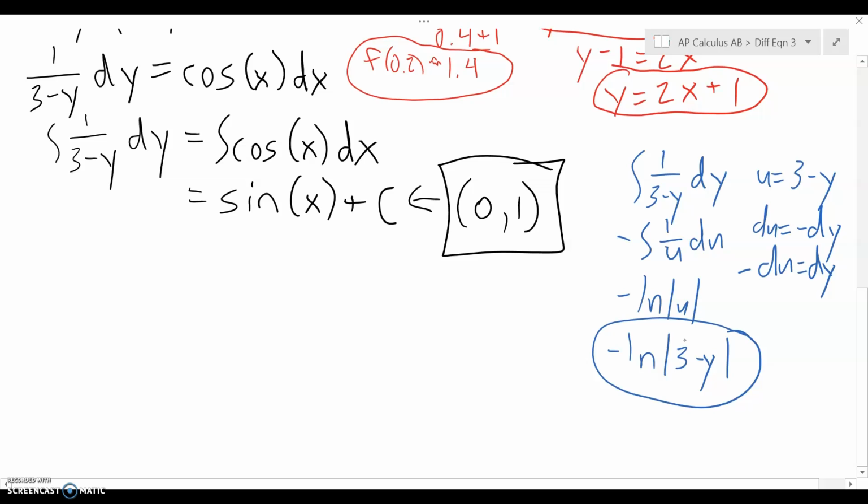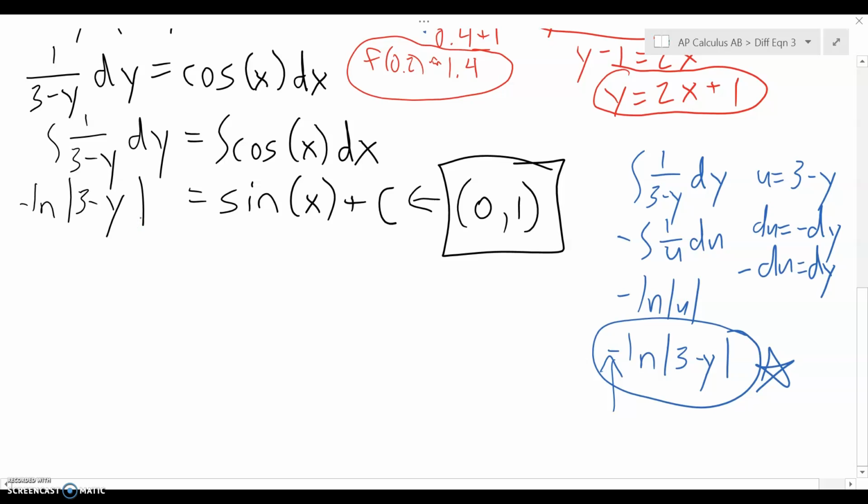If you are comfortable not doing the u substitution and just making the jump straight to here, you just have to be really, really careful that that negative sign shows up, but you'd be okay, and the AP is actually all right with that. That being said, if you want to be careful on it and do the u substitution, there's no harm in that either. So we've got negative ln of 3 minus y. And again, the plus c just shows up on the right.